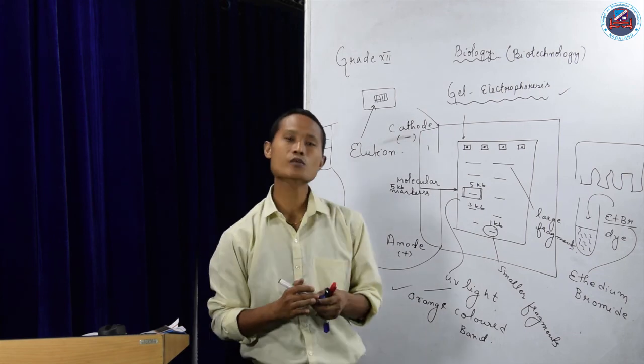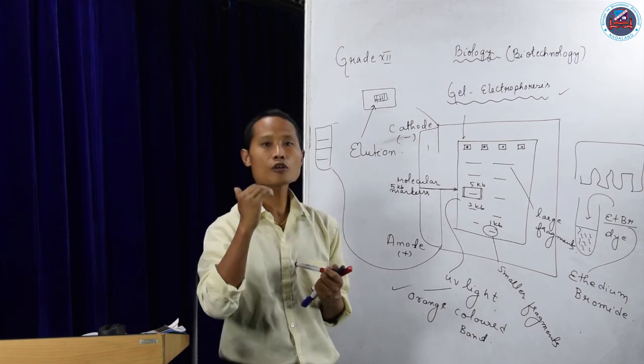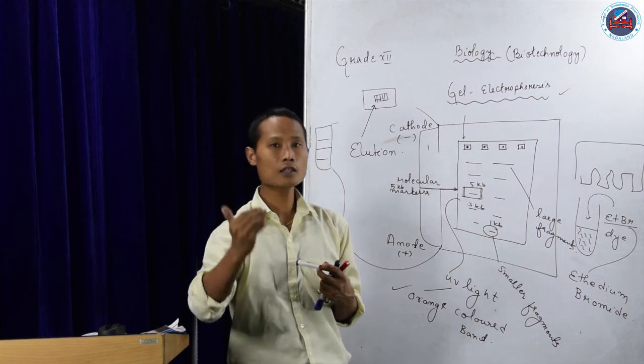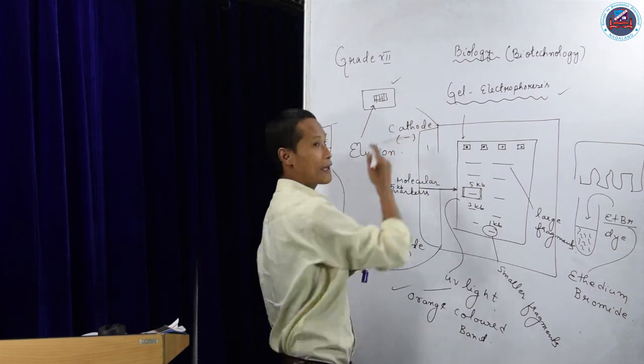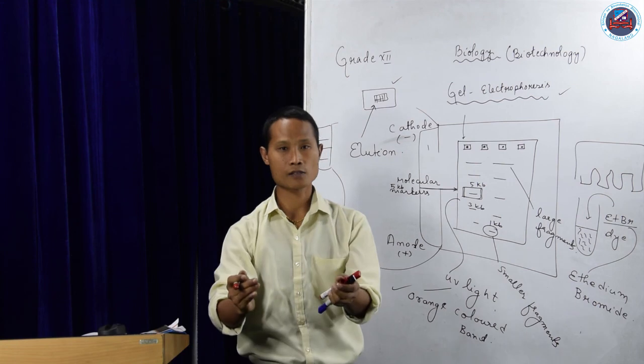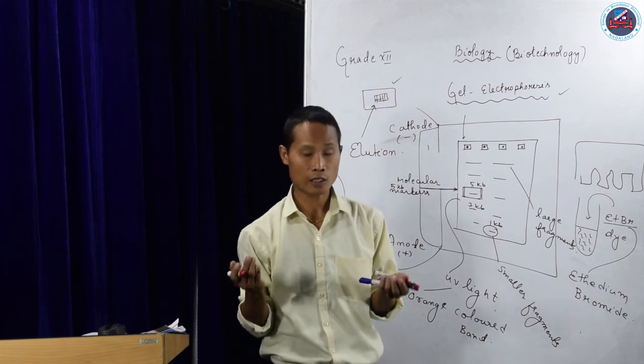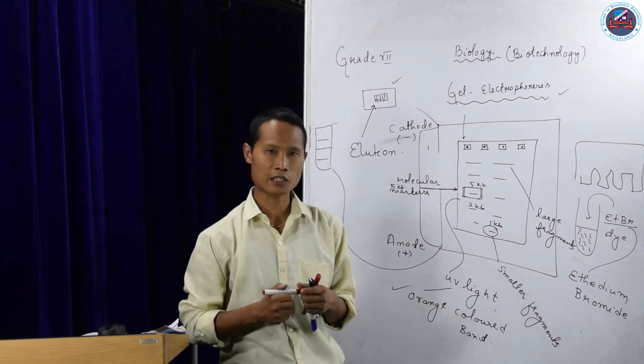Now in the next class, we're going to talk about the cloning vector, the vehicle that will carry the DNA fragments. Which are the vehicles that can be used in rDNA technology? Thank you.